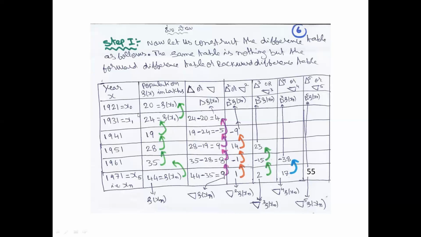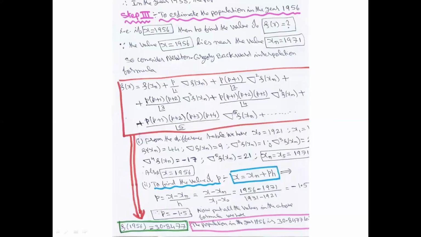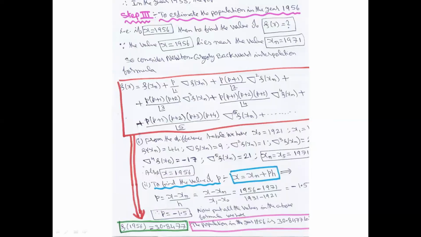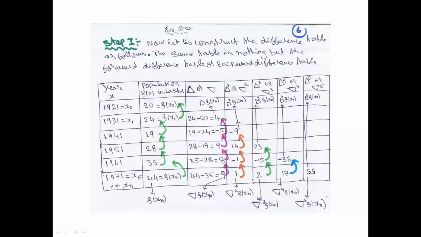In the previous video, we marked only forward difference values. Let us see in this video whether we have to mark forward or backward. The question is what? See the cursor: estimate the population in the year 1956. We wanted to estimate the population in the year 1956. See in the slide, 1921 we know, 31 we know, 41 we know, 51 we know, 61 we know, 71 we know. We wanted to calculate during 1956.